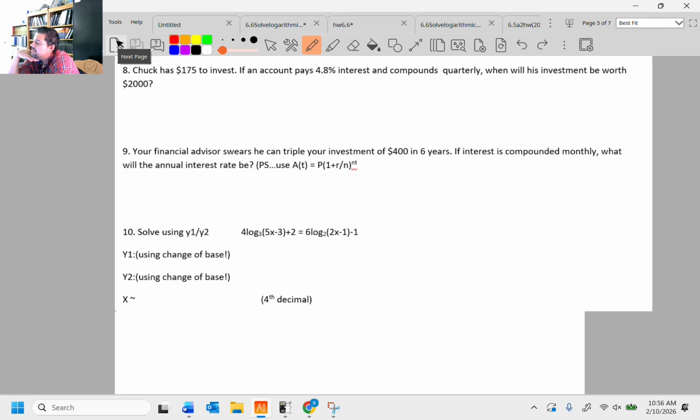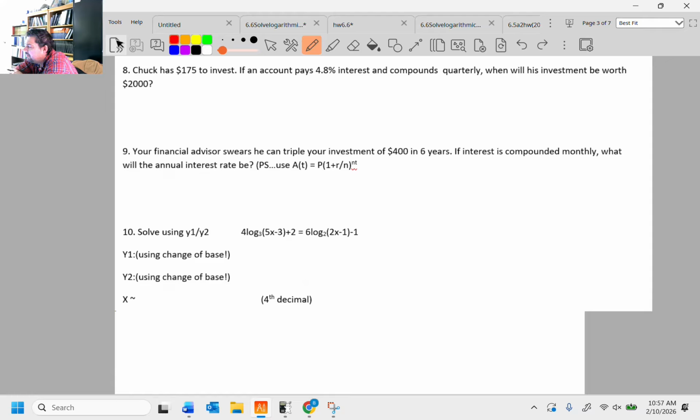Chuck has $175 to invest. The account pays 4.8% interest, compounded quarterly. When will his investment be worth $2,000? Or should I do 9? Let's do 9. Your financial advisor swears he can triple your investment of $400 in 6 years.